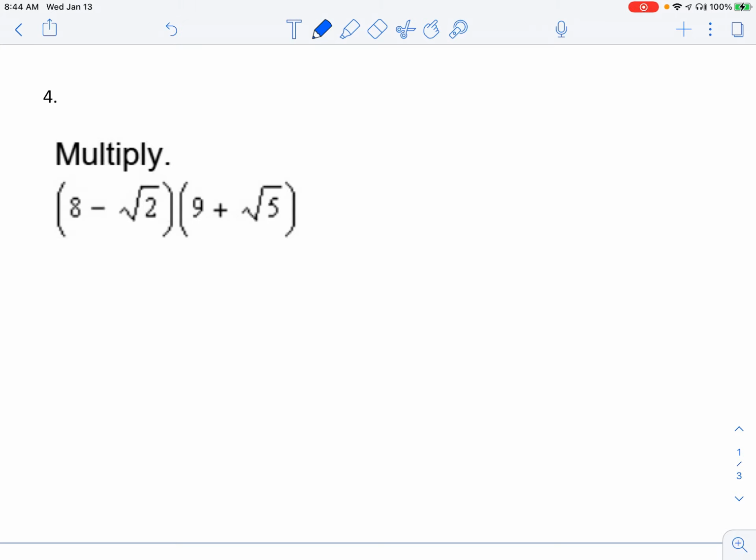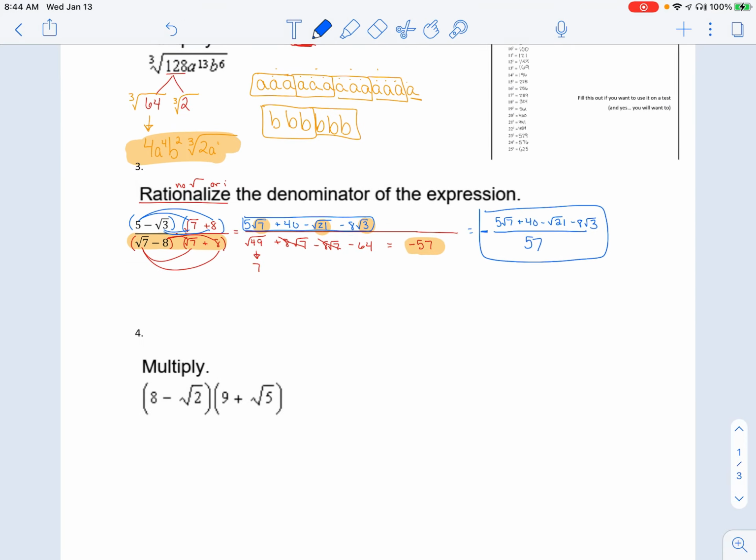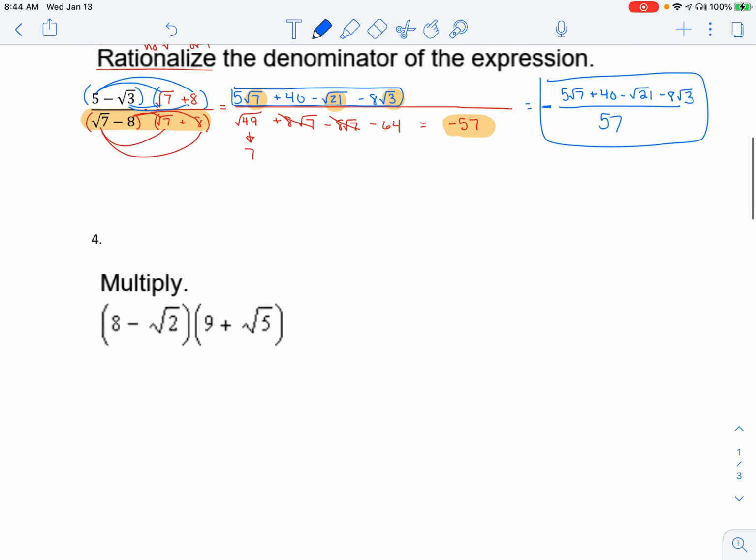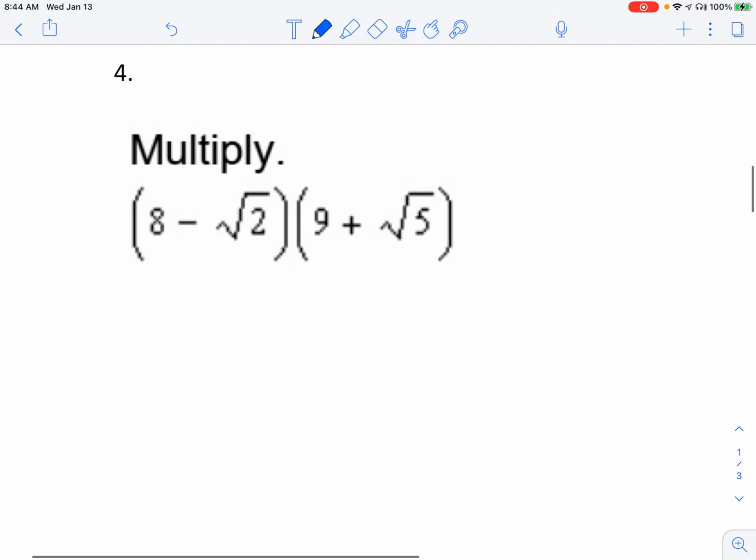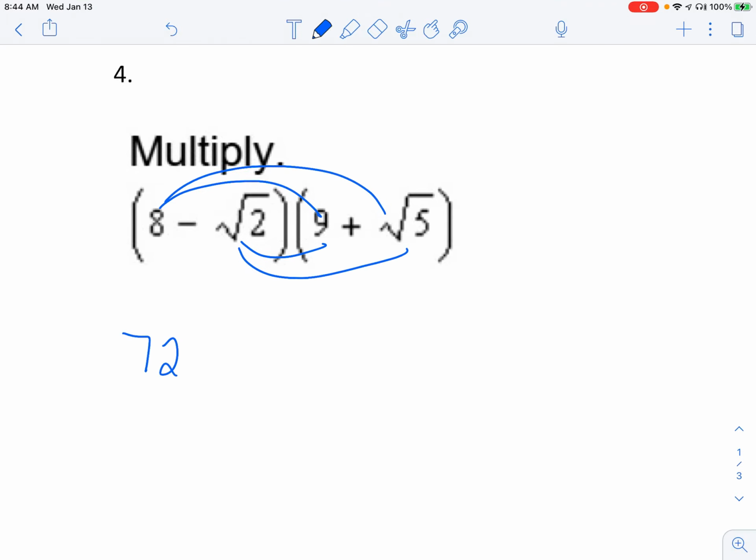Okay, number 4. Number 4 is actually a lot more simple than number 3, because we're just multiplying, like 1, 2, 3, 4. There's no rationalizing, we're just multiplying. So 8 times 9 is 72. 8 times the square root of 5 is 8 square root of 5. Negative square root of 2 times 9 is negative 9 square root of 2. And negative square root of 2 times 5 is negative square root of 10.